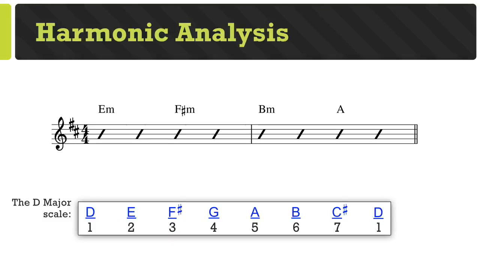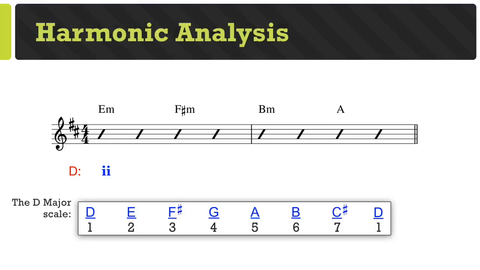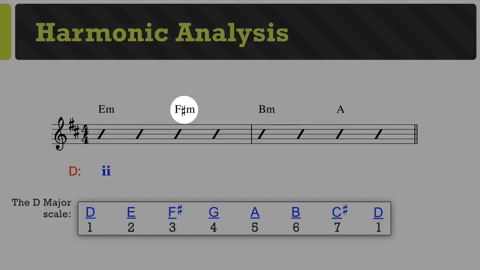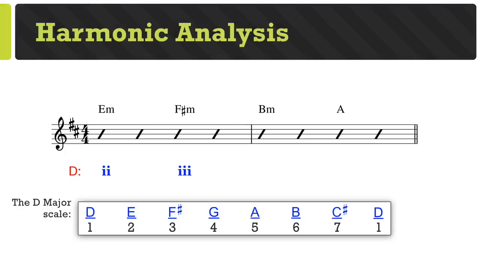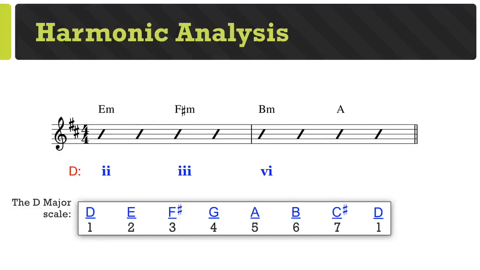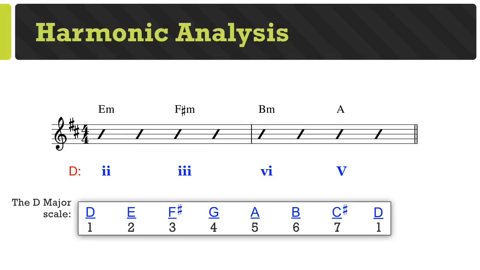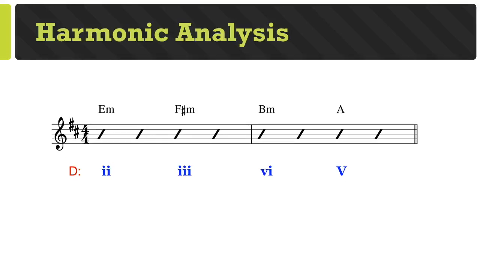The minor chord built from E is obviously playing the role of chord number 2. The F sharp minor is playing the role of chord number 3. The B minor is derived from scale degree number 6, and the A major is derived from scale degree number 5. Therefore, the harmonic analysis would look like this. These are diatonic triads. All of these chords are in key.